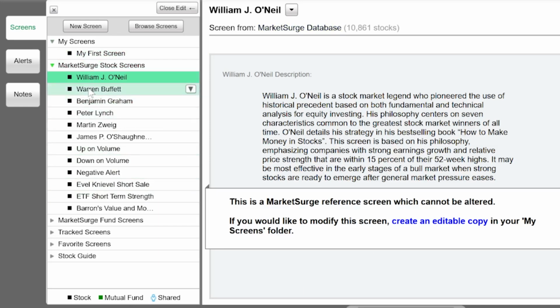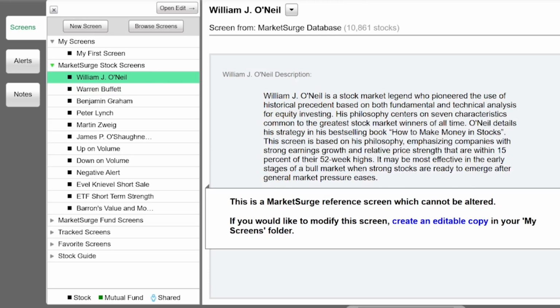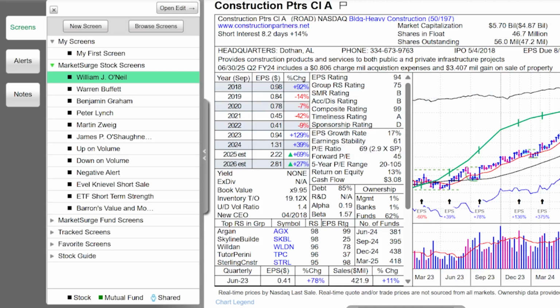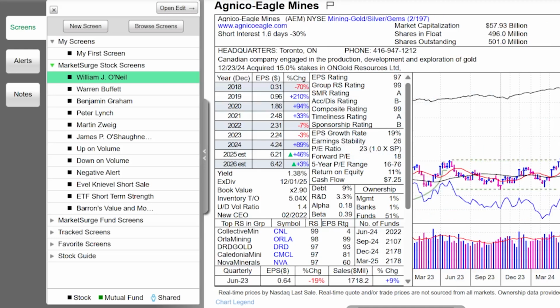So you can run, for example, a Warren Buffett or a William O'Neill screen and then pull up the results for those. And you can see right here, these are only stocks. There's about 60 of them that meet those William O'Neill 9 criteria for investing in.